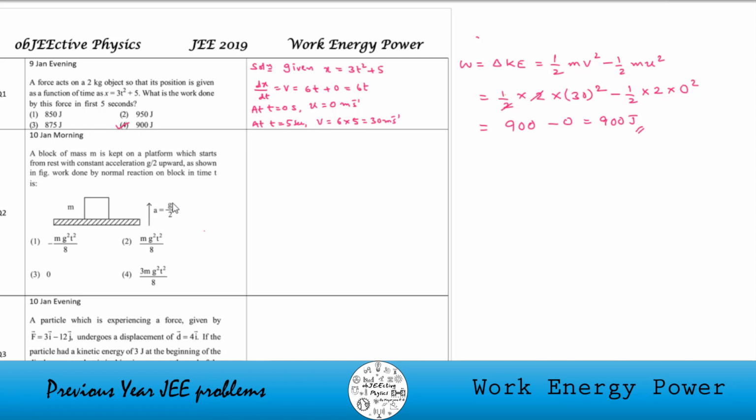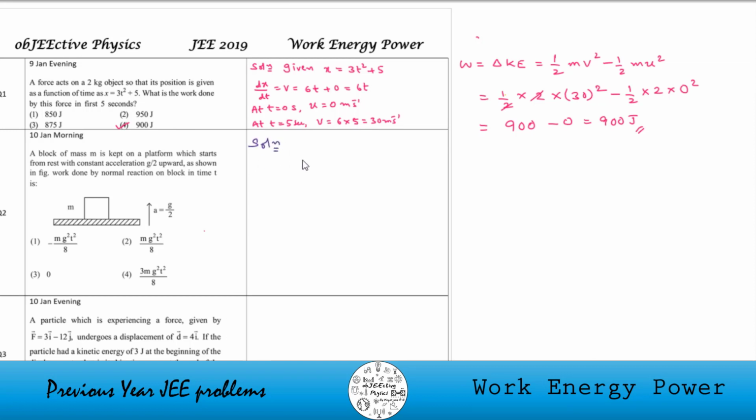Second question. A block of mass m is kept on a platform which starts from rest with constant acceleration g by 2 upwards as shown in figure. Work done by normal reaction on block in time t is. Solution.